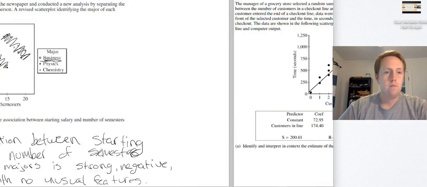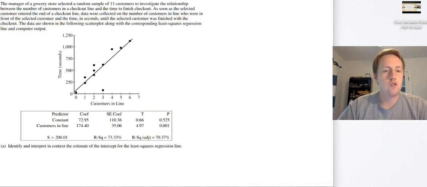All right, I got a couple more. The manager of a grocery store selected a random sample of 11 customers to investigate the relationship between the number of customers in a checkout line and the time to finish checkout. As soon as the selected customer entered the end of a checkout line, data were collected on the number of customers in line who were in front of the selected customer and the time in seconds until the selected customer was finished with the checkout. He picked a person and then saw how long it took them to check out. He also counted how many people were already in line when they got there.